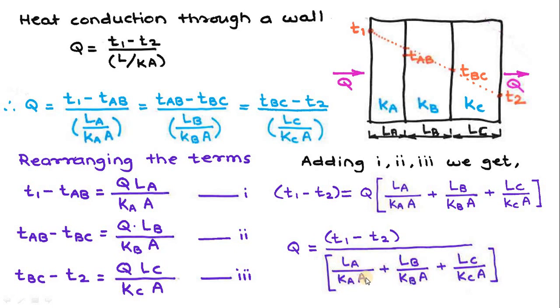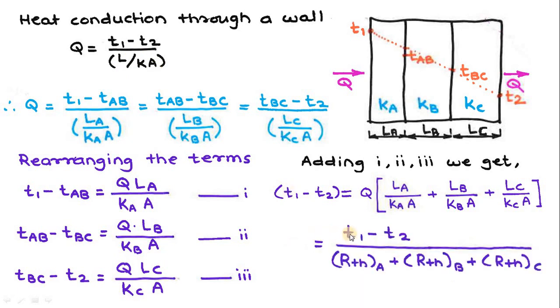upon KA into A. Now as we have seen here, L upon KA is nothing but the resistance. So I can rewrite this equation in this form: T1 minus T2 divided by thermal resistance for first slab plus thermal resistance for the second slab and for the third slab. That ultimately means if I want to know Q for a composite slab, I can write my equation in this way: T1 minus Tn plus 1.